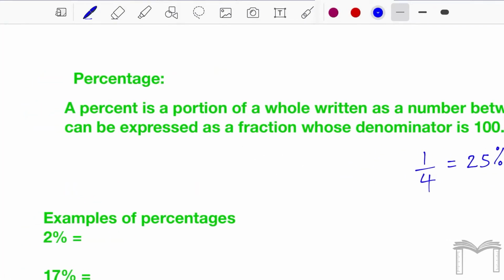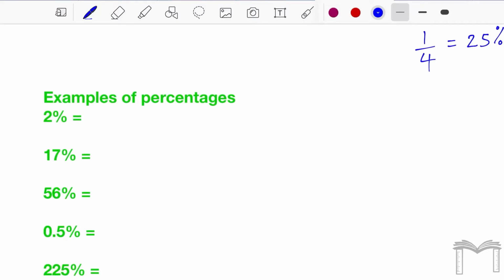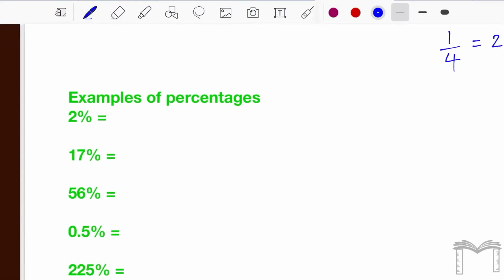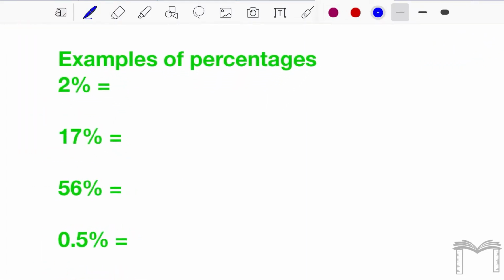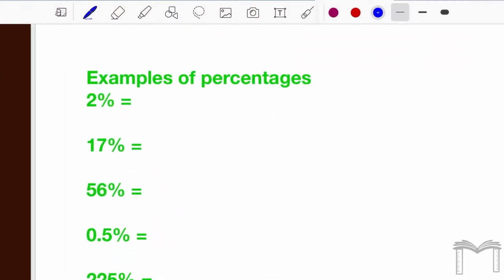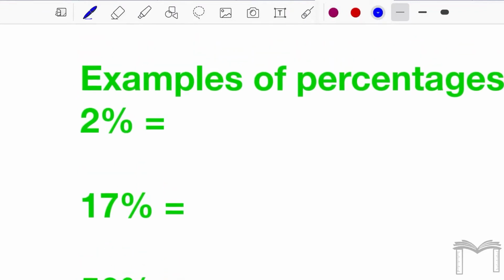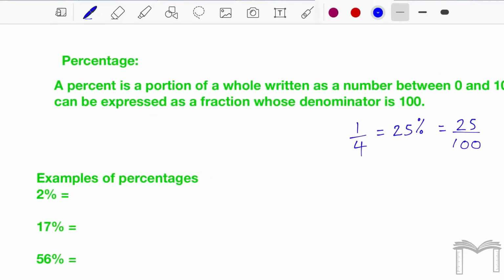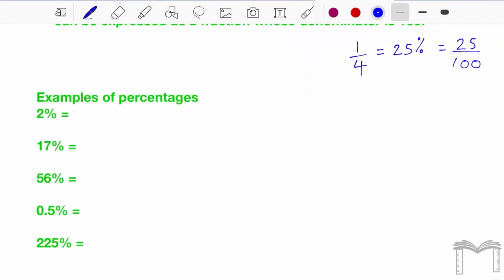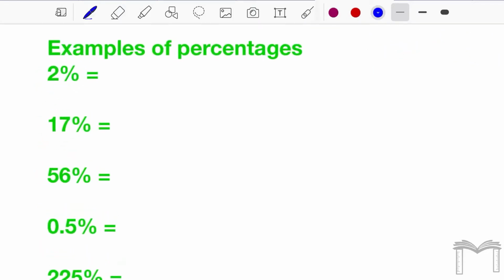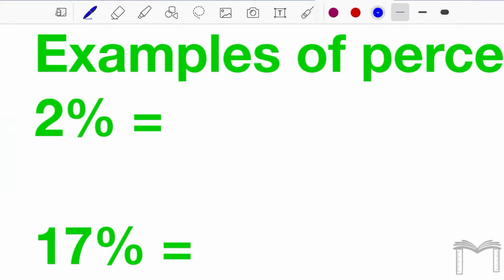So let us do some examples. We must express these percentages as a fraction. Let us begin. So again, remember, you can attempt any of these questions if you like. 2%, so that's 2 over 100.